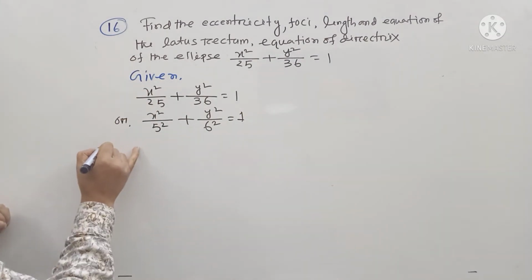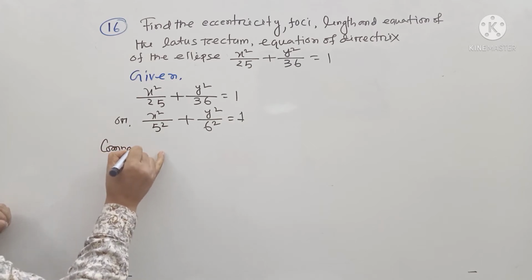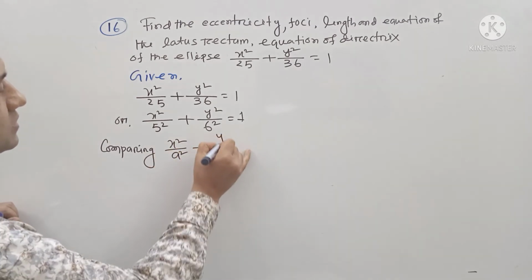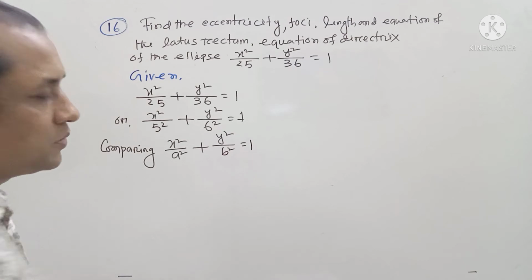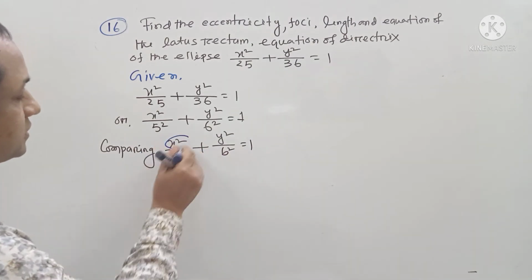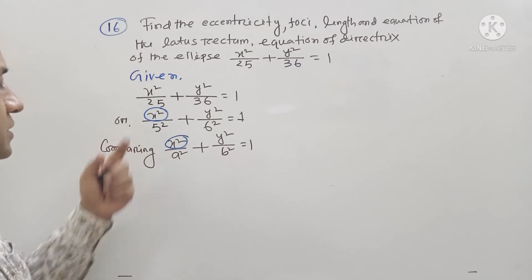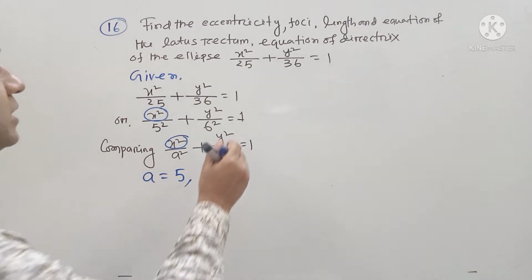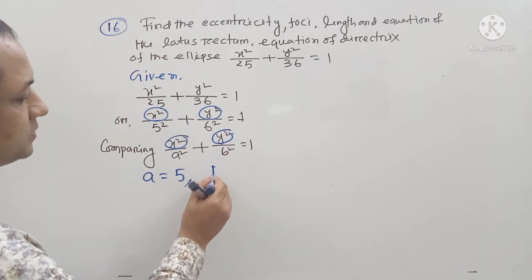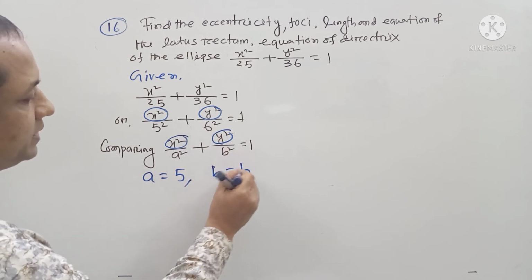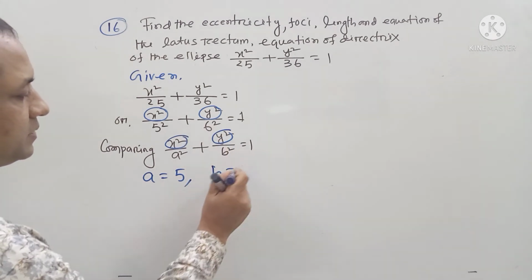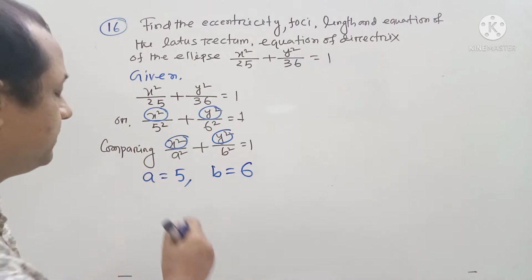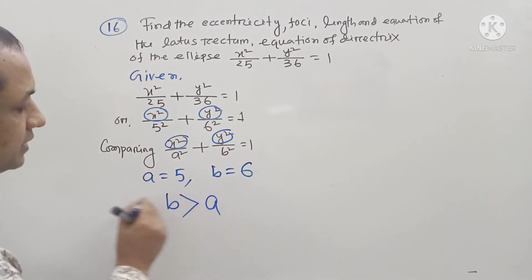Now comparing with the standard equation of an ellipse, x square by a square plus y square by b square equals to 1. Now here x square is the same, so a square equals to 5 square, the value of a is 5, and y square is the same, so b square equals to 6 square, b equals to 6. So student, here 6 is greater than 5, so here b is greater than a.